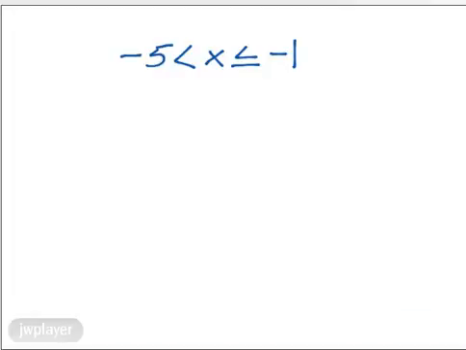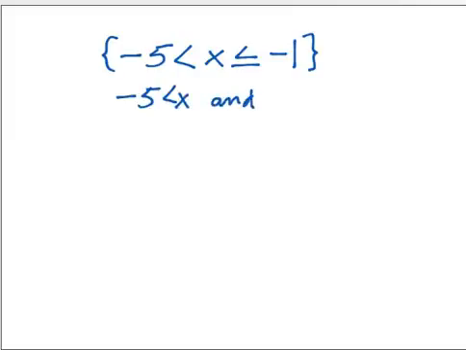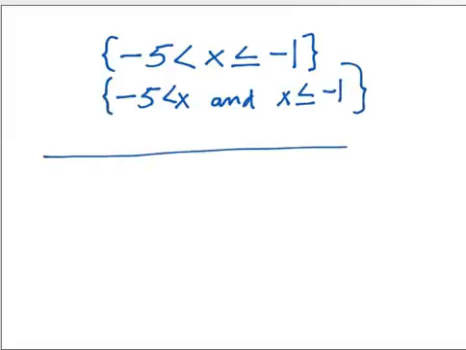Compound inequality, already in set notation. We can also write it which is also set notation. So let's begin to draw. The two numbers we need are -1 and -5. Let's start over here.